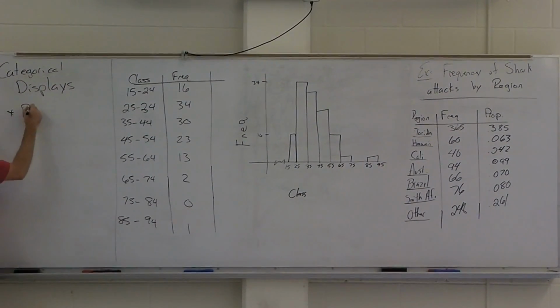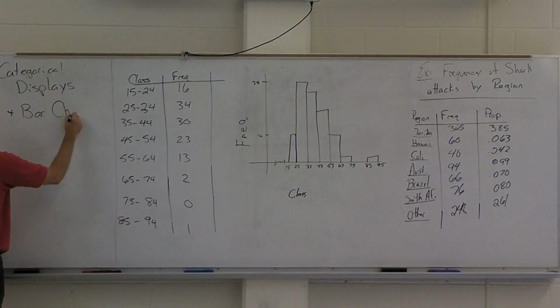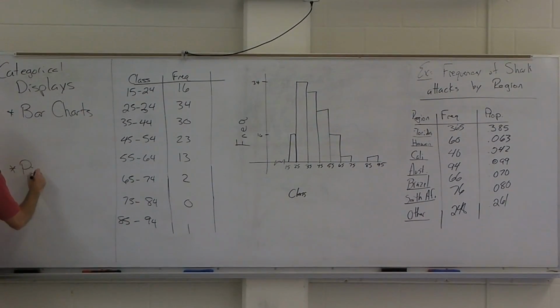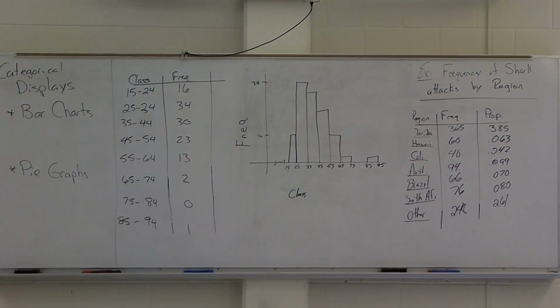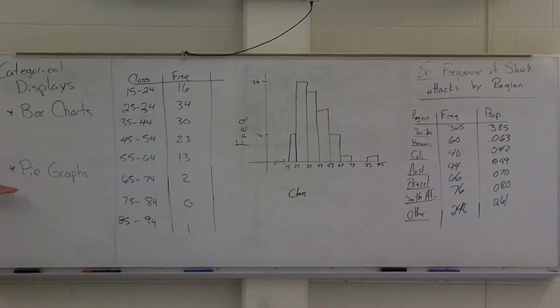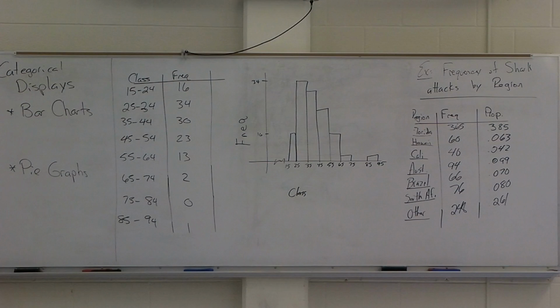The two main types of graphs we use for categorical data are bar charts, and the other one are pie graphs, or pie charts. These are the two primary ways that we present categorical data. Why? Well, the pie chart one is pretty easy. Pie graphs are made up of bunches of pieces.